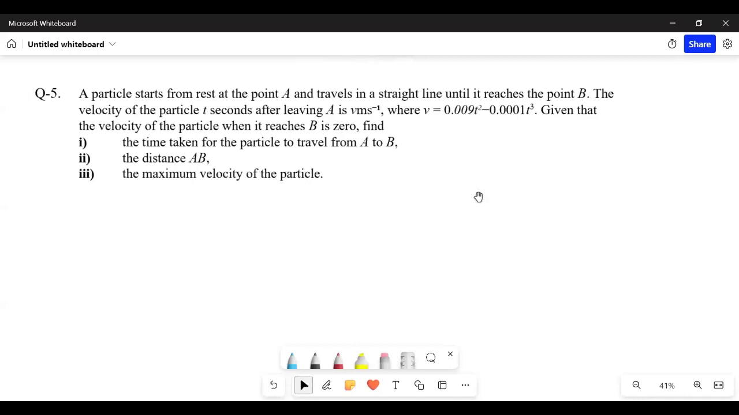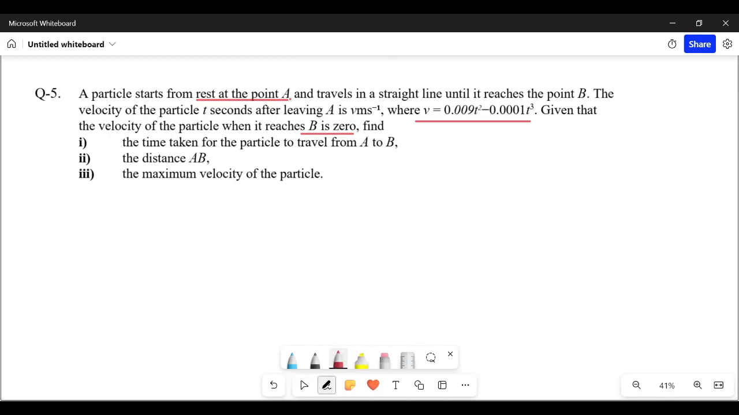Question number 5 of the topic kinematics. A particle starts from rest at a point A and travels in a straight line until it reaches point B. The velocity of the particle t seconds after leaving A is v, where we're given an equation of v in terms of t. Given that the velocity of the particle when it reaches B is 0, so when it starts from rest, and when it reaches B, it also comes to rest. Find the time taken for the particle to travel from A to B.